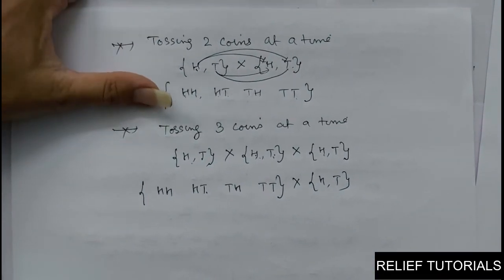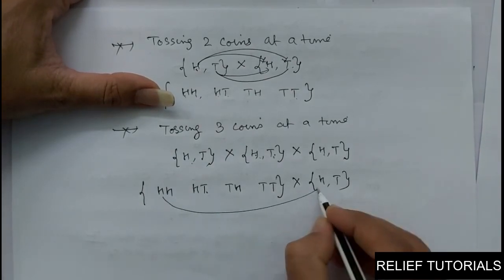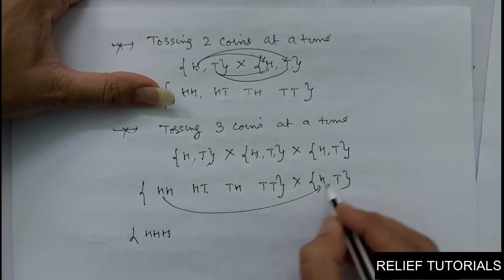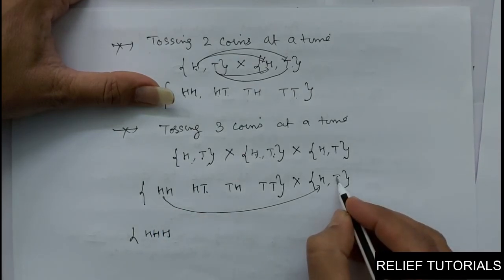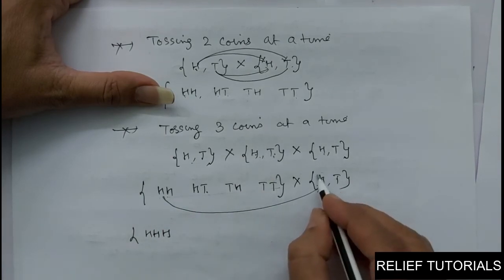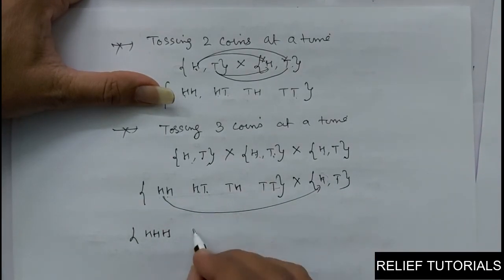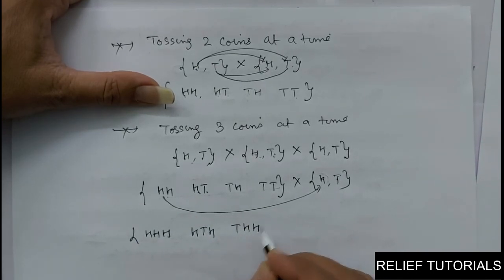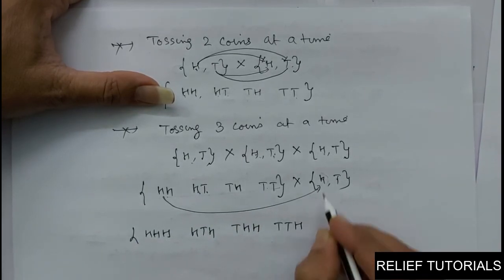Clear? So now, this with this. So what will you get? Head, head, head. Then this with tail, or with this now. This with head. So all these four outcomes will multiply with this first. So now what will you get? H, T, H. Then T, H, H. Then T, T, H. Over.